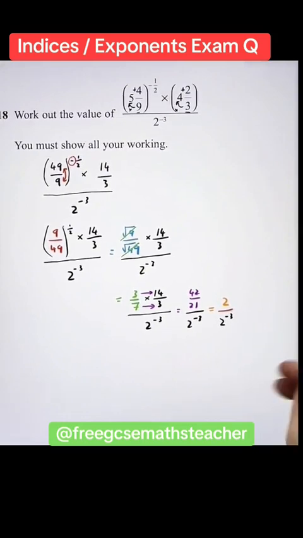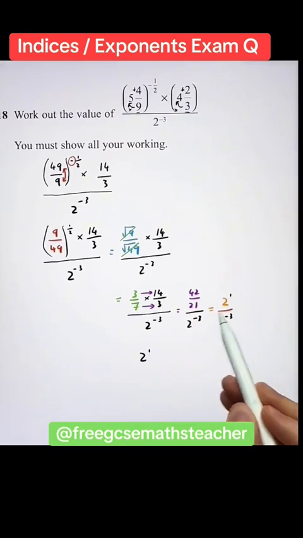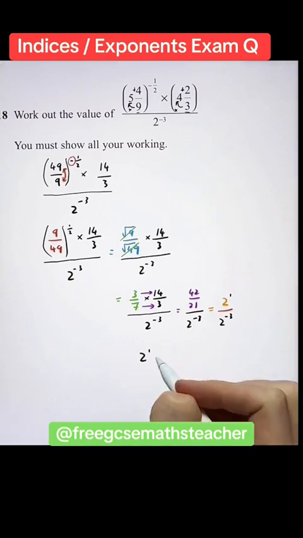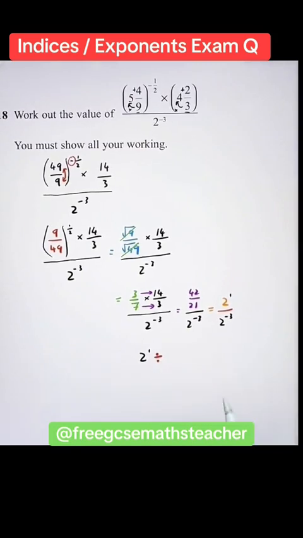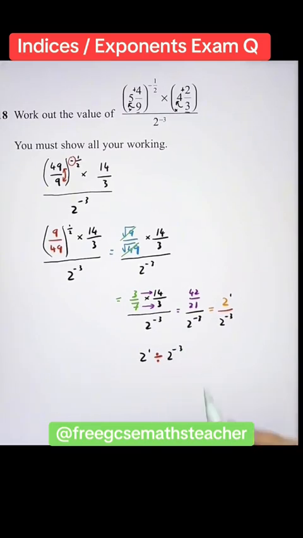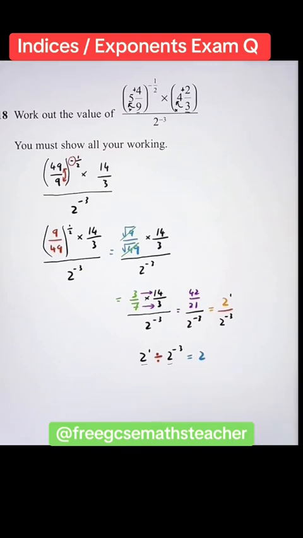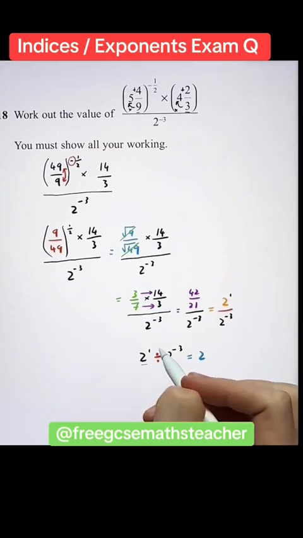Well, 2 is the same as 2 to the power 1, because if it has no power above a base, the power is 1. So I've got 2 to the power 1. Here, I'm dividing by, so I can write that as a horizontal line or write a divide symbol. On the bottom here, 2 to the power negative 3. When dividing, if we've got the same base, we can apply laws of indices. We keep the base the same. In this case, our base is 2. Dividing with the same base means we subtract our powers.